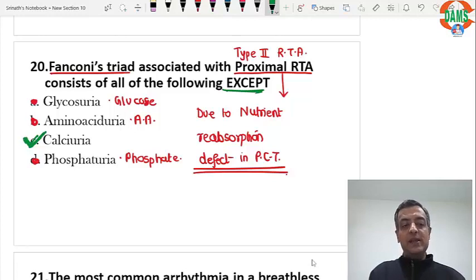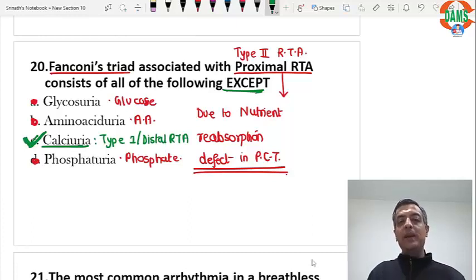The presence of excess calcium in the urine is a feature of type 1, also known as distal RTA. Hypercalciuria is a sign of type 1, also called distal RTA.